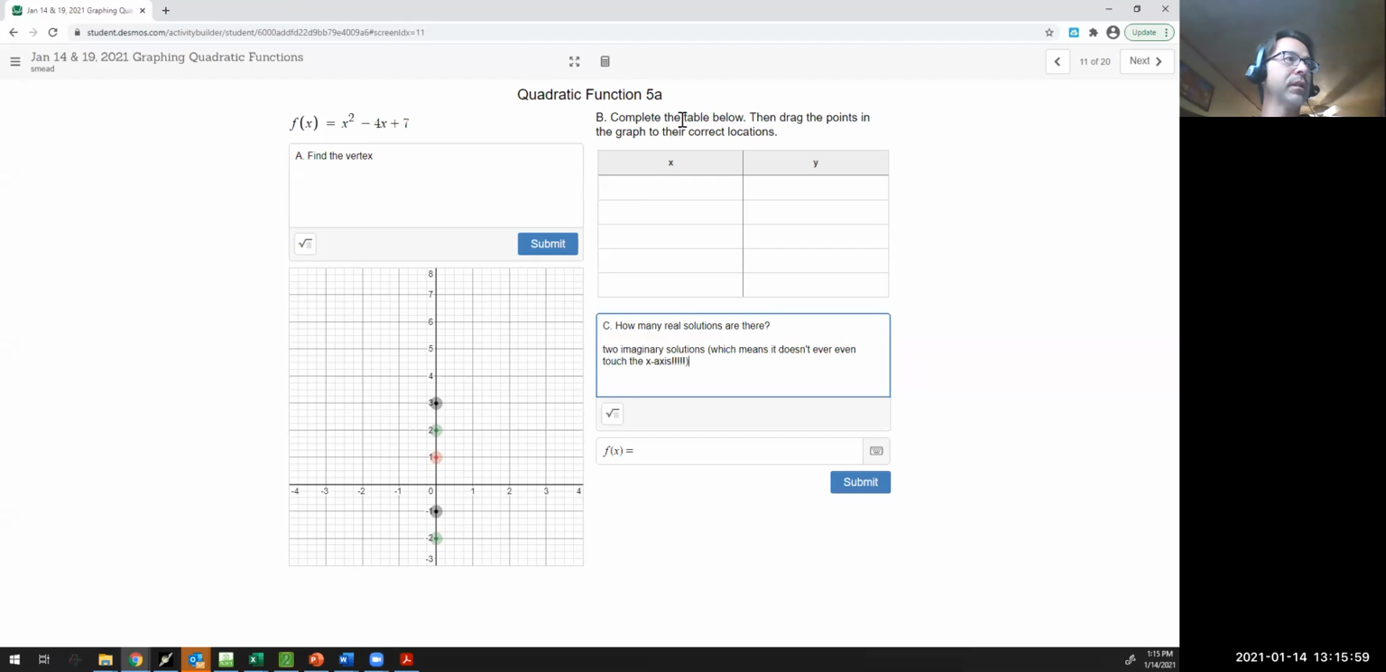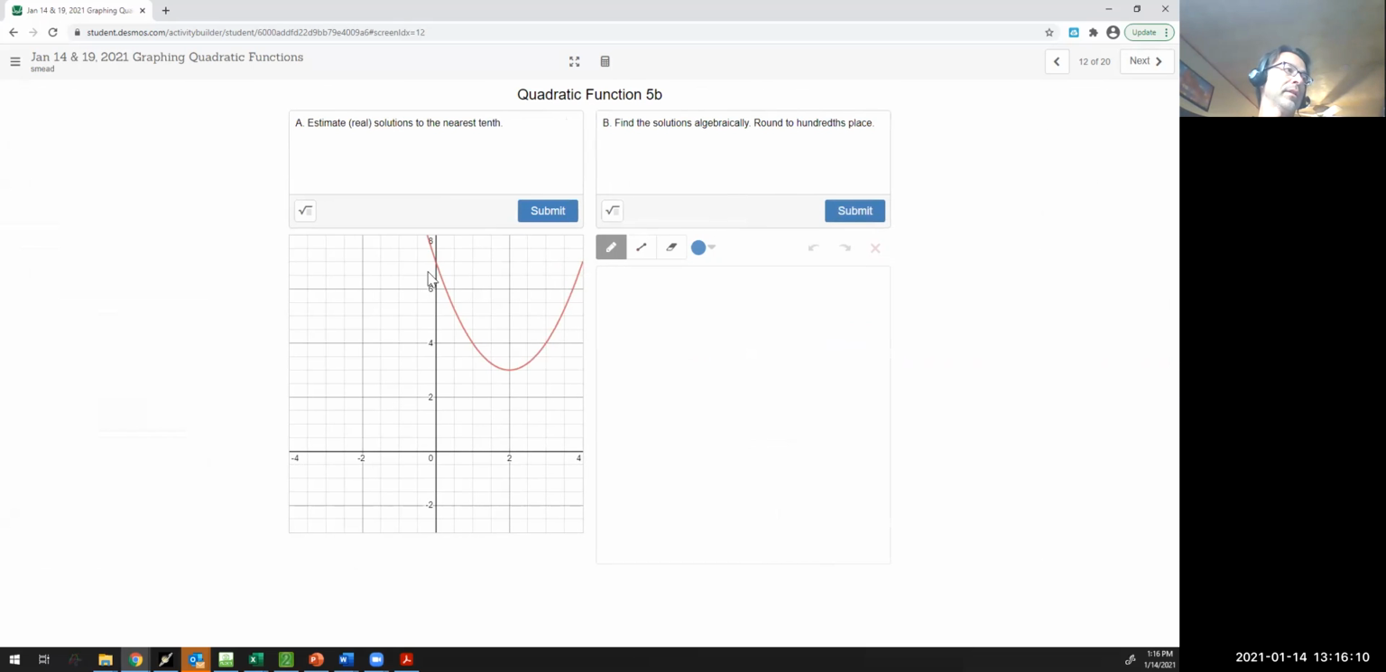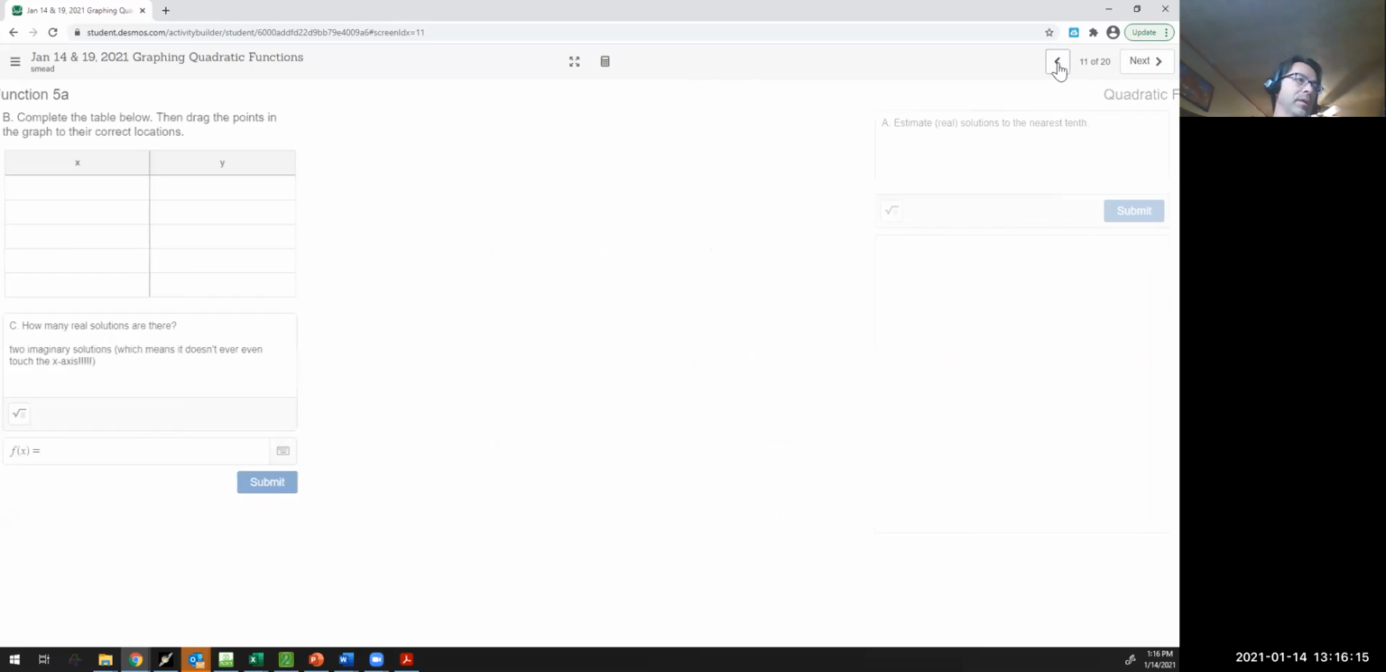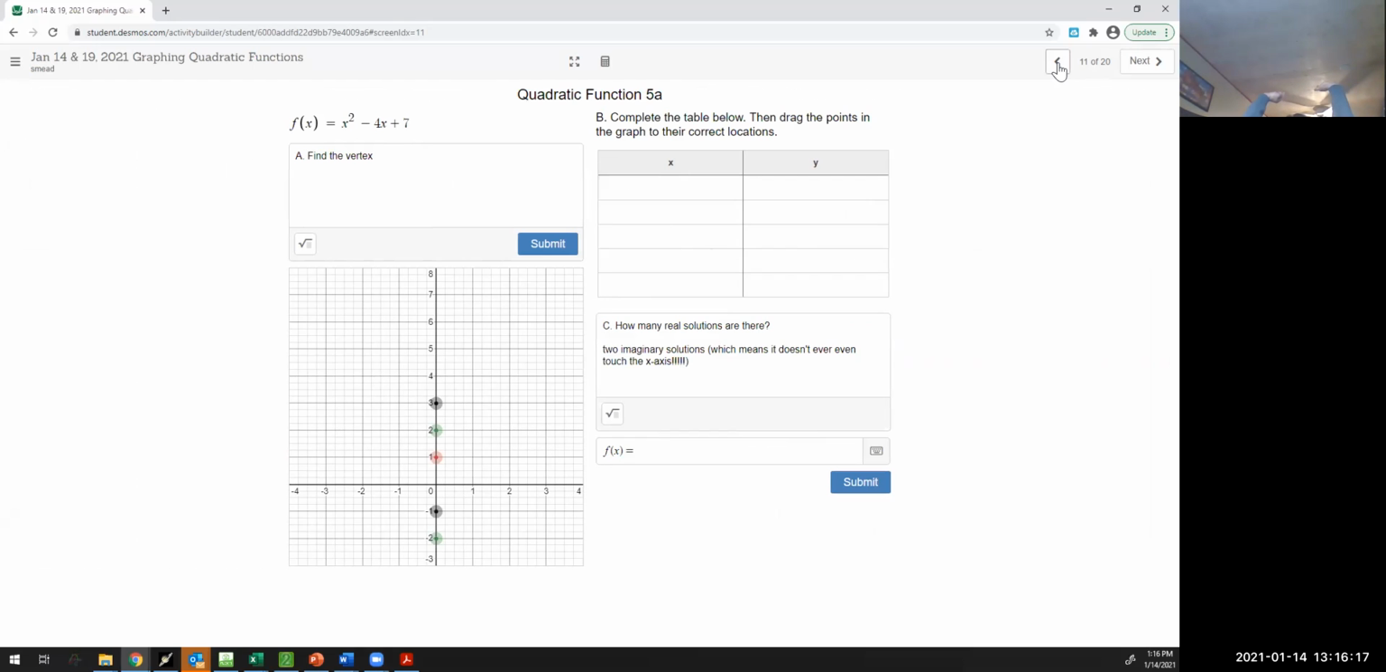So question number 5 is the first problem where you don't get real solutions, you get imaginary solutions. The way you could tell is by looking at the graph and it never crosses the x-axis. So quadratic functions either have one real solution, I showed you an example of that earlier, or two real solutions, which is usually the case. And then in this situation, two imaginary solutions because it never crosses.